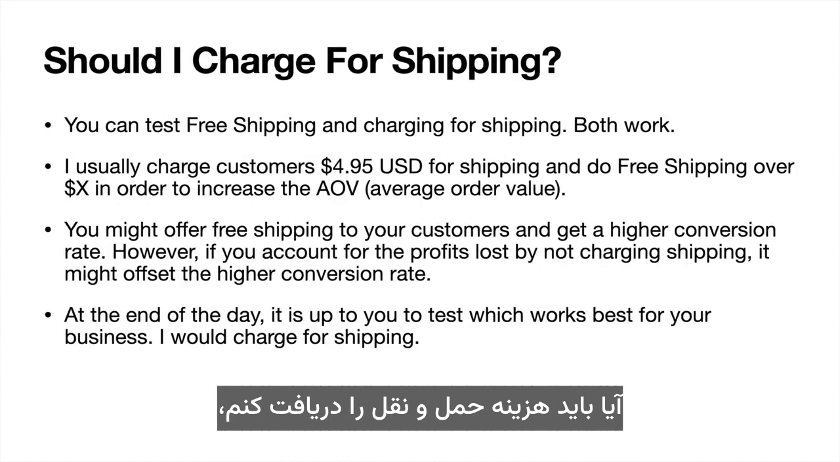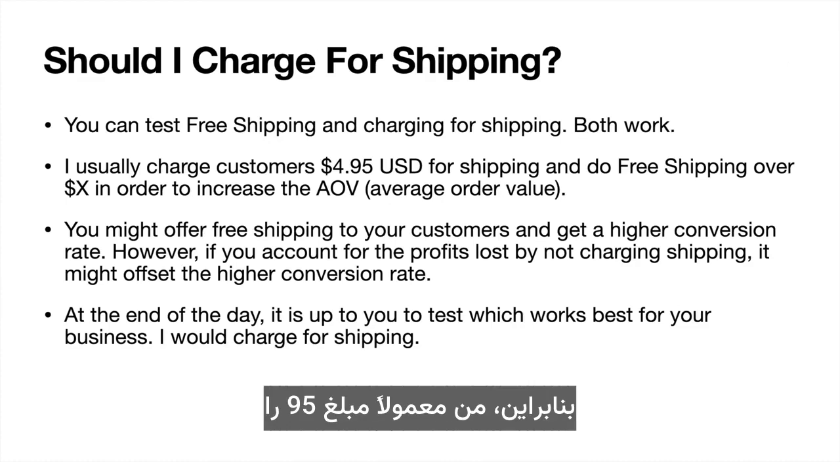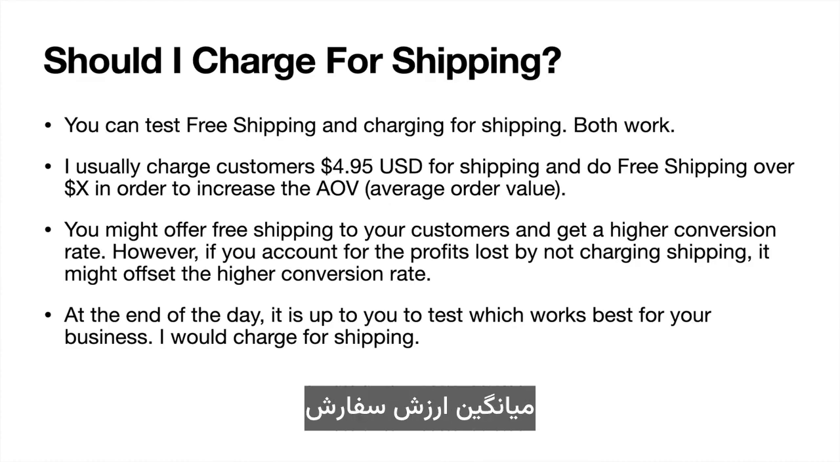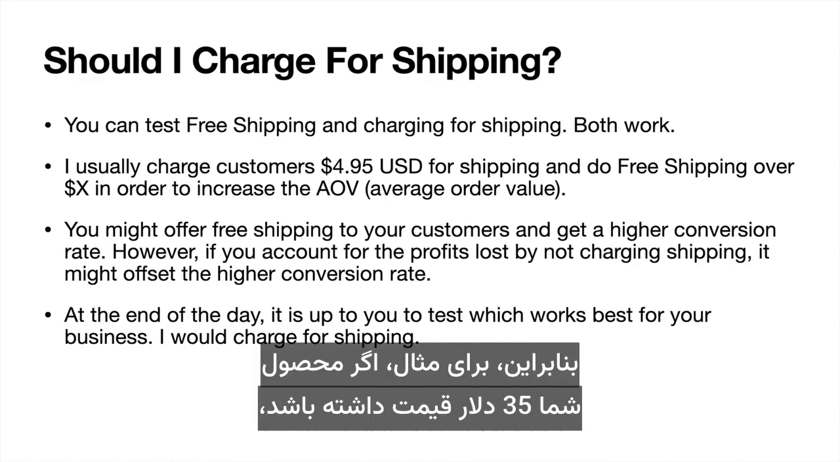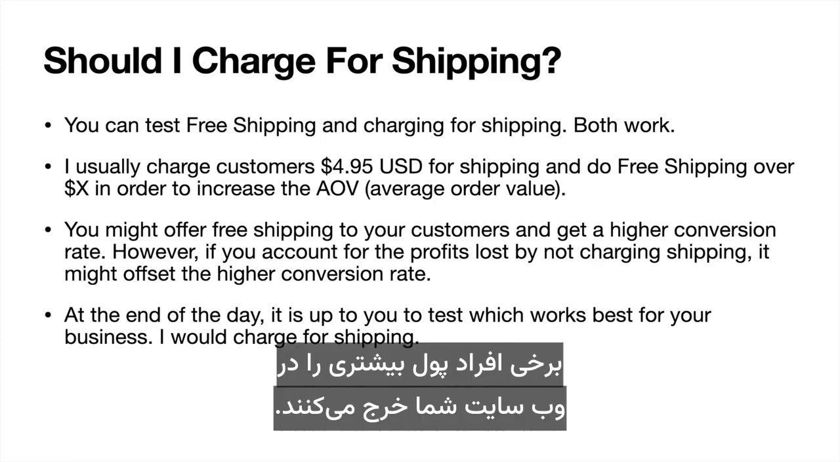Should I charge for shipping? You can test free shipping and charging for shipping. Both of them work. I usually charge customers $4.95 for shipping and do free shipping over X amount to increase the average order value. So for example, if your product costs $35, you might want to offer free shipping over $40 so people spend more money on your website.